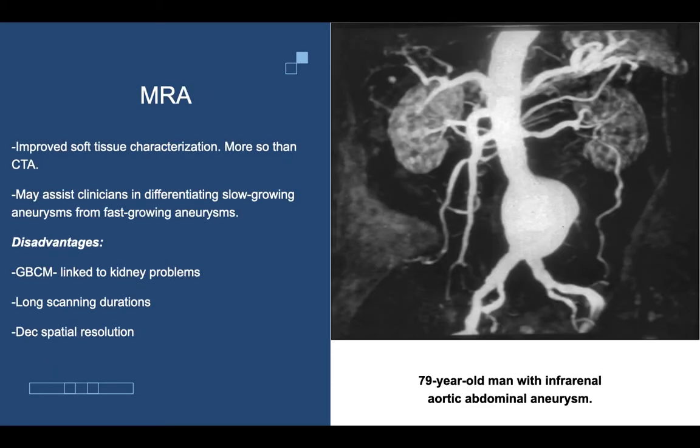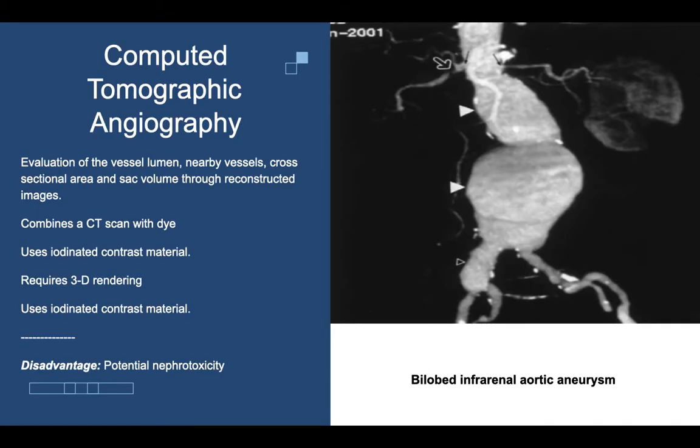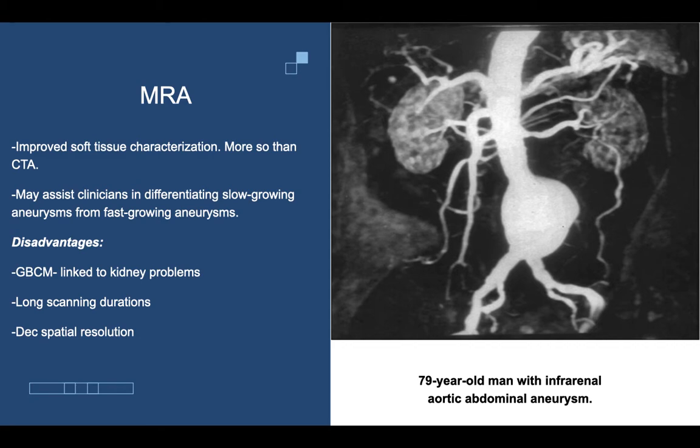So the MRA, or the magnetic resonance angiography, it's going to be a bit better soft tissue categorization than the CTA, than the last one we saw, the computed tomographic angiography. So better soft tissue categorization. It also may assist clinicians with differentiating slow-growing aneurysms from fast-growing aneurysms. So you see the picture here on the right. There's definitely a better soft tissue categorization. You see all those structures a little bit more clear than the CTA.